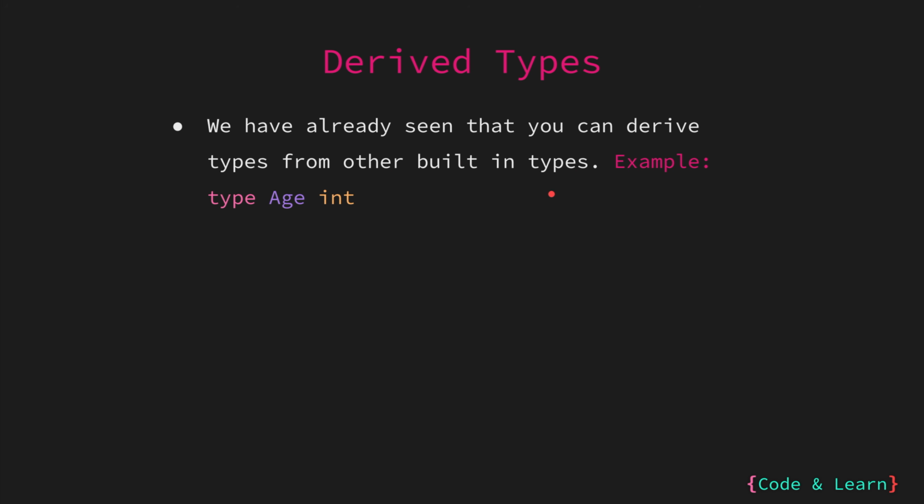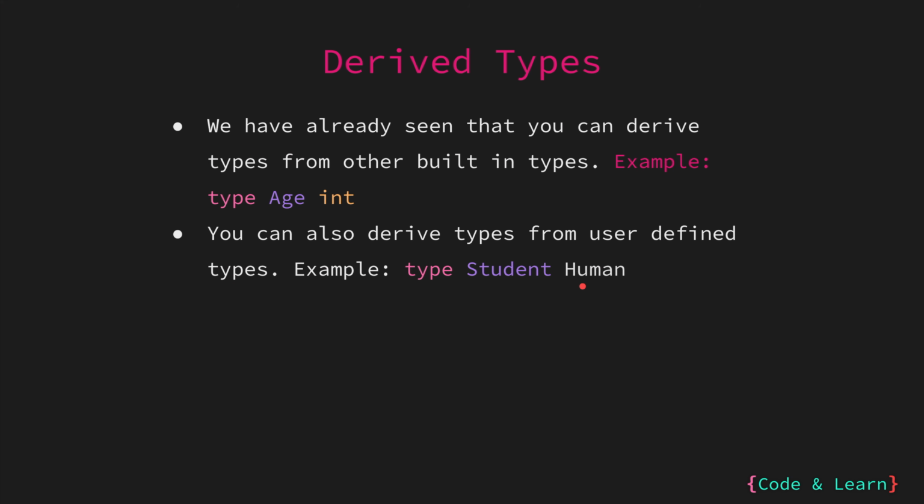In the previous lessons, we have learned that it's possible to create a new type from existing built-in types, such as type age int, where we derive a new type age from an existing or inbuilt type int. Similarly, we can also create a new type from a user-defined type, such as type student human, where the human type is a user-defined data structure, or a struct.